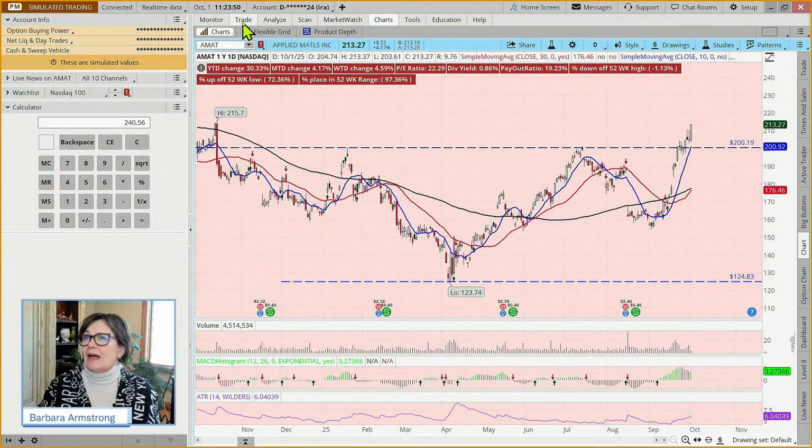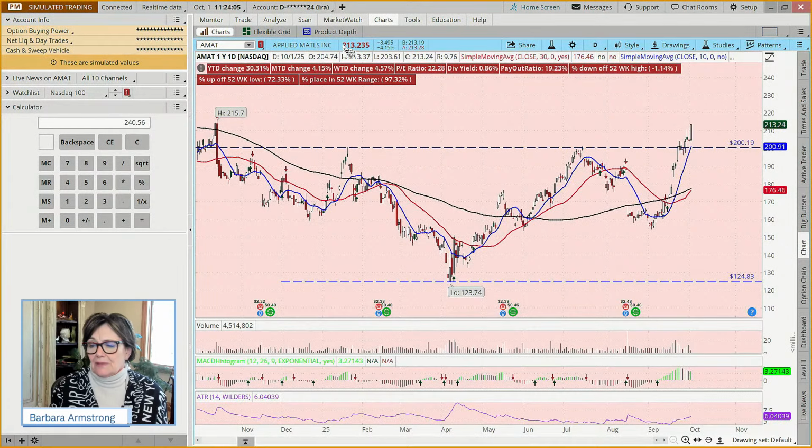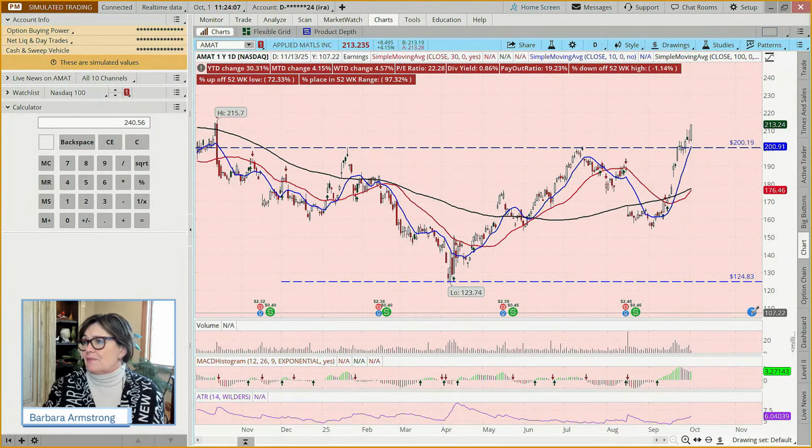So with AMAT here, if we were looking at adding shares to our portfolio, again, if we have a $25,000 cap, we could buy $25,000 worth of stock, but if we want the ability to maybe, when earnings comes up, add a protective put, or if we want the ability to sell a covered call if we think it's going to pull back.